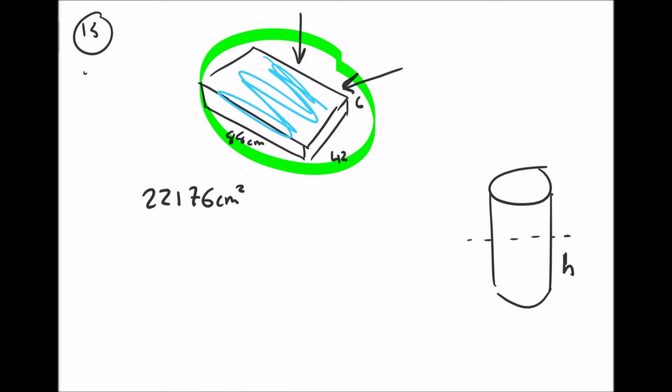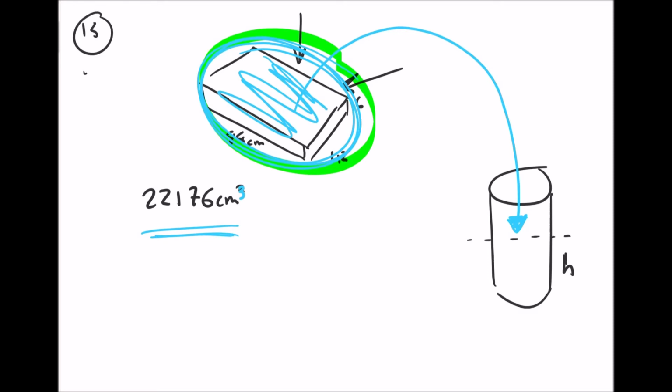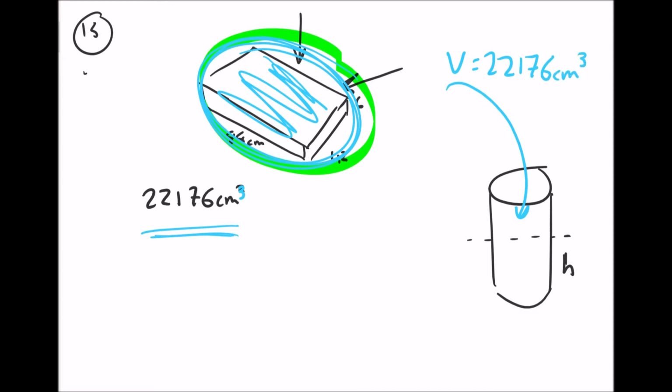Okay, so let's say I have this water in here, 22,176 cubed of it, and I take it and I pour it in here. The volume of water I have in the rectangular tray is 22,176. When I pour it into this, the volume is still 22,176 centimeters cubed.